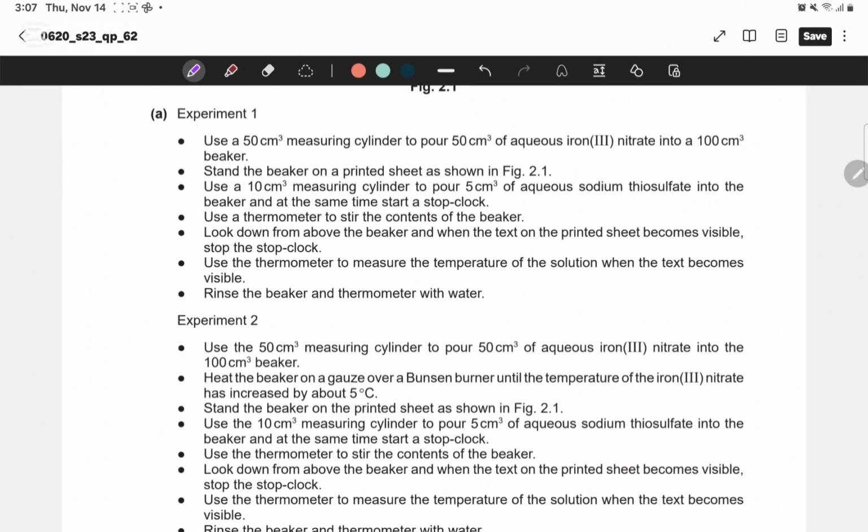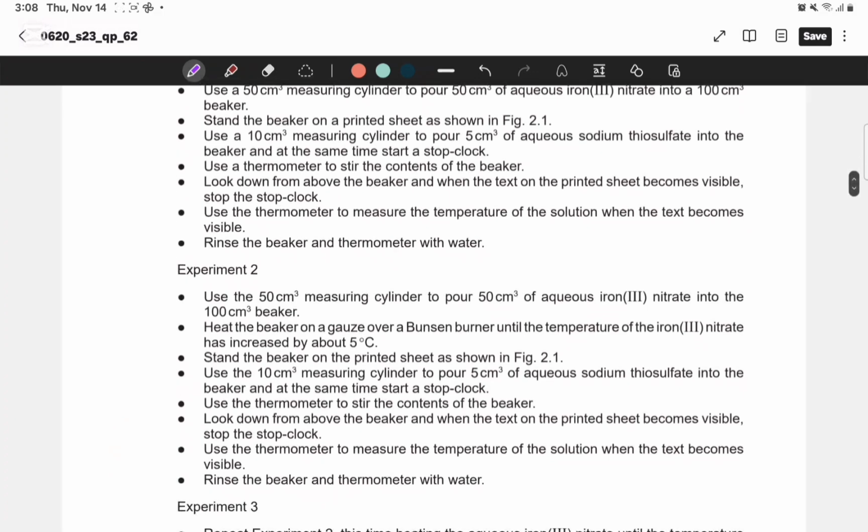Experiment 1: use a 50 centimeters cubed measuring cylinder to pour 50 centimeters cubed of aqueous iron nitrate into a 100 centimeters cubed beaker. Stand the beaker on the printed sheet. Use a 100 centimeters cubed measuring cylinder to pour 5 centimeters cubed of sodium thiosulfate into the beaker, and at the same time start a stop clock. Use a thermometer to stir the contents of the beaker. Look down from above the beaker, and when the text on the printed sheet becomes visible, stop the stop clock. Use a thermometer to measure the temperature of the solution when the text becomes visible. Rinse the beaker and thermometer with water.